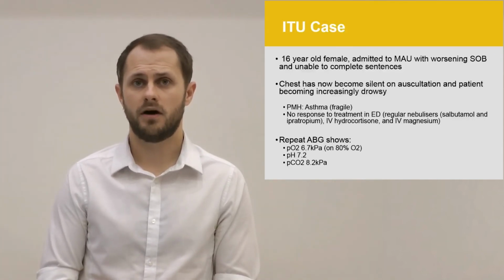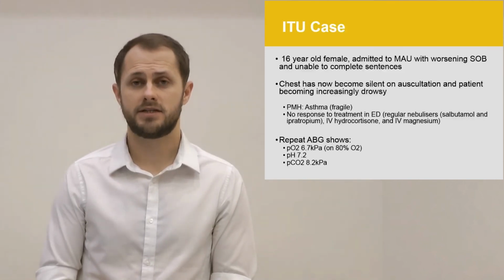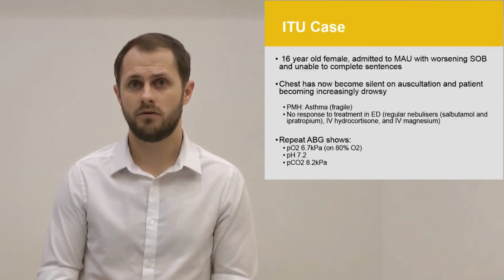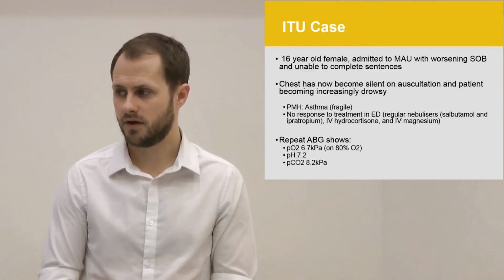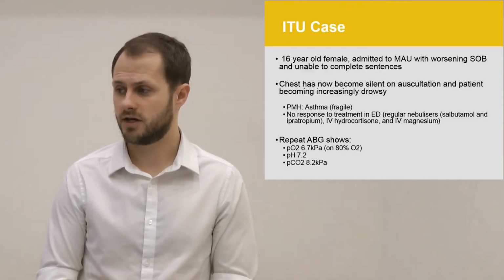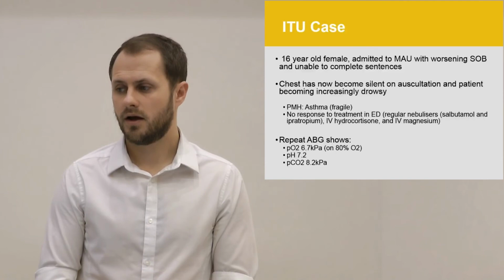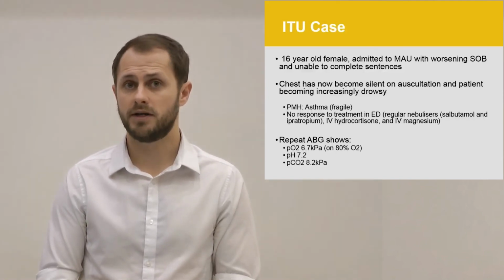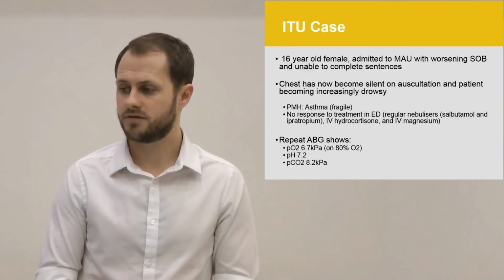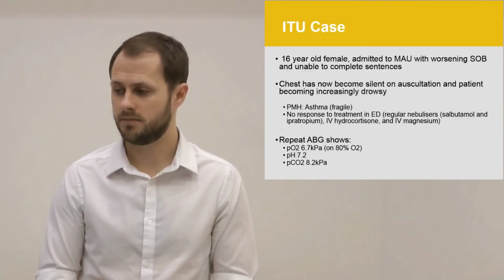Using an SBAR mnemonic for referral to ITU, you would say that a 16-year-old female patient with known brittle asthma has come in with worsening shortness of breath. Their chest has become silent on auscultation and they've become drowsy. They have known backgrounds of fragile asthma and they have been unresponsive to treatment in the emergency department, including repeated regular nebulizers of salbutamol, ipratropium, IV hydrocortisone and IV magnesium.